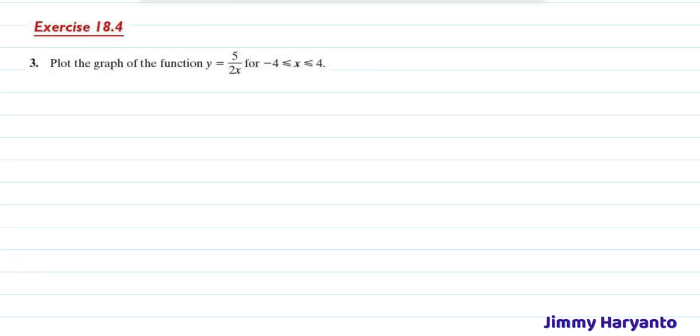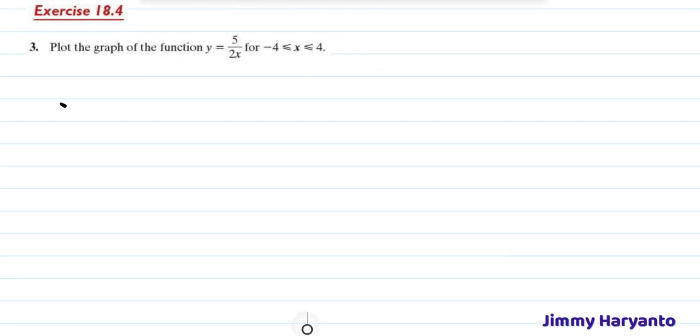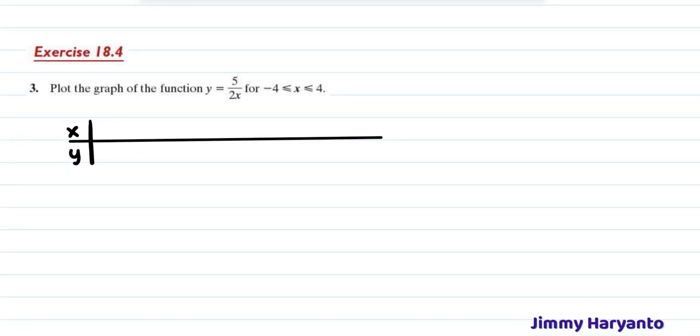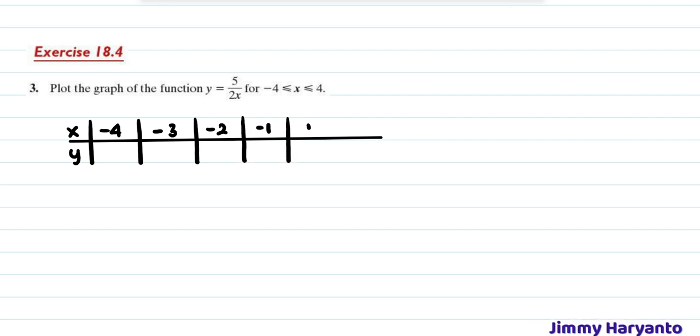Okay, next is exercise 18.4. For this one, we have x at the bottom of a fraction. That means we cannot find the x-intercept and the y-intercept. That also means we can go straight to the table. So x and y, and then the x varies from negative 4, negative 3, negative 2, and then negative 1. 0 cannot, so just skip it, then 1, 2, 3, and 4. Okay, let me calculate this first.